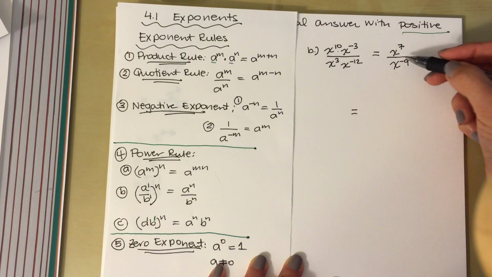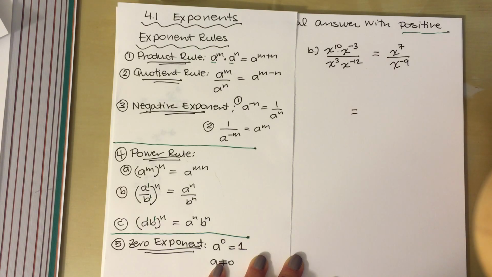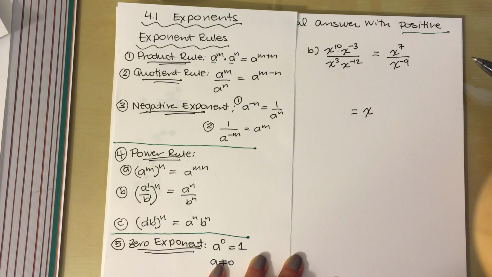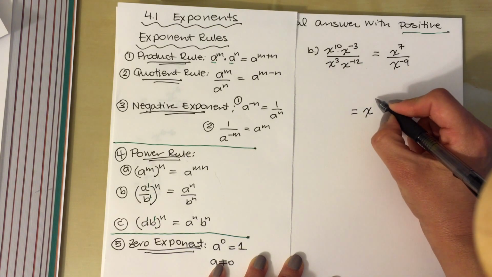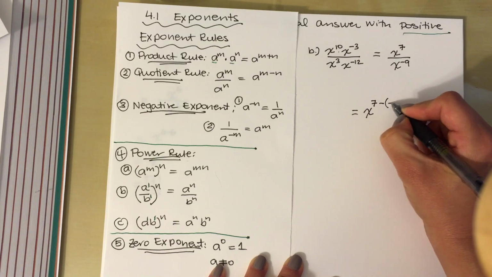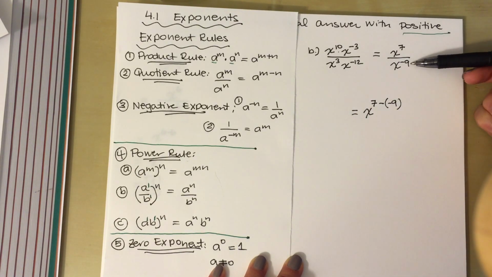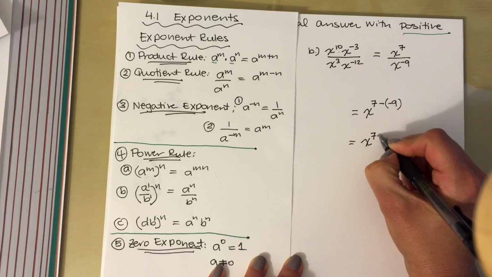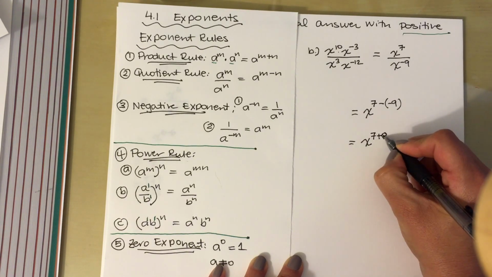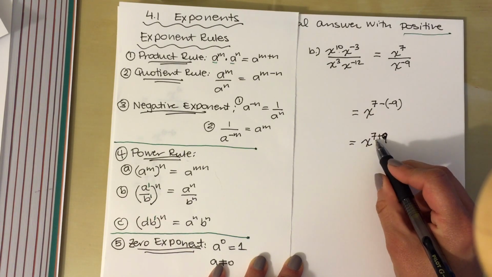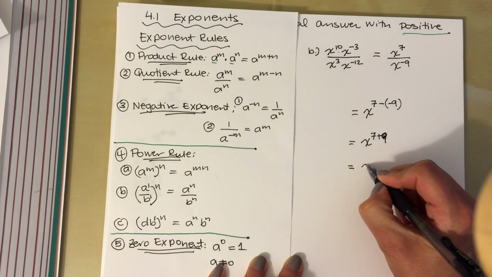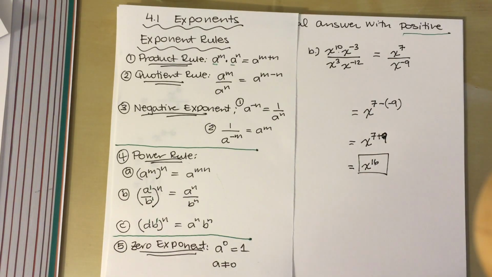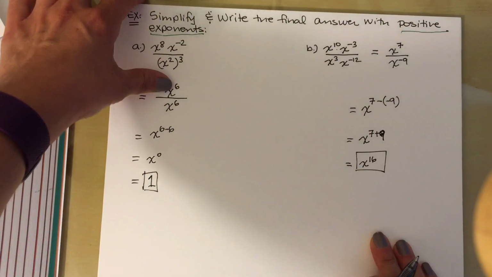Now, since it's division with the same base, we use the quotient rule, but be careful because you need to make sure you do this correctly with the signs. It's going to be 7 minus -9. Because this exponent is negative, the problem now actually turns into an addition with your exponents. So it's really 7 plus 9, and that's going to give us x to the positive 16. And that gives us our final answer for B. And let's take a look at C.